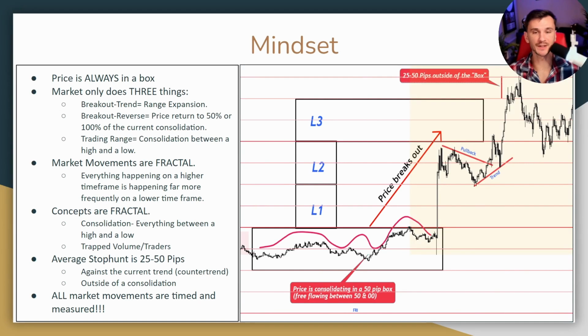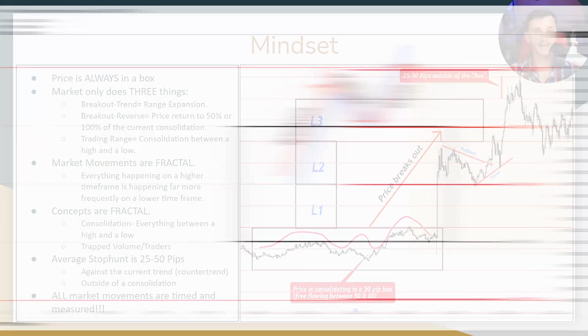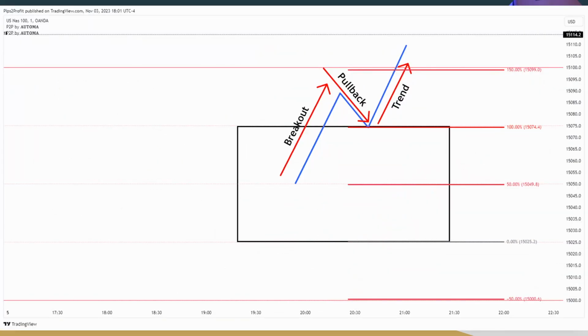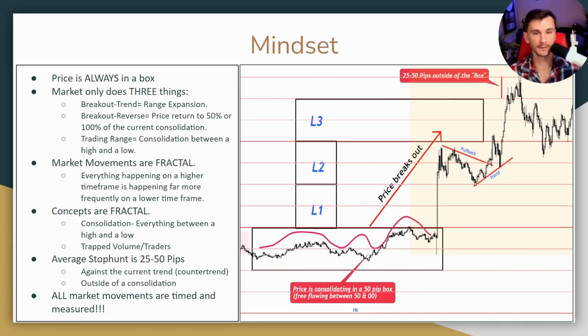With any trading system, one of the most important things to focus on is the mindset of that methodology or that trading system. So for this one, we need to think about price always being in a box, always being in some sort of horizontal structure, and that the market only does three things. It's going to break out in trend, and you would look at range expansions of that box. So if you have a box, they break out, they begin to trend. That could be a range expansion of that box.